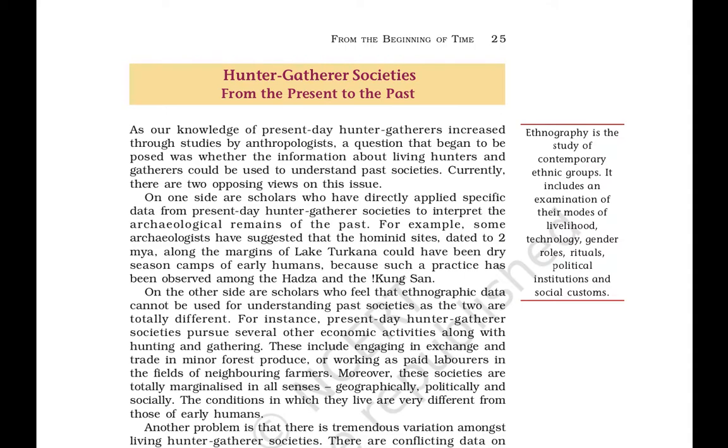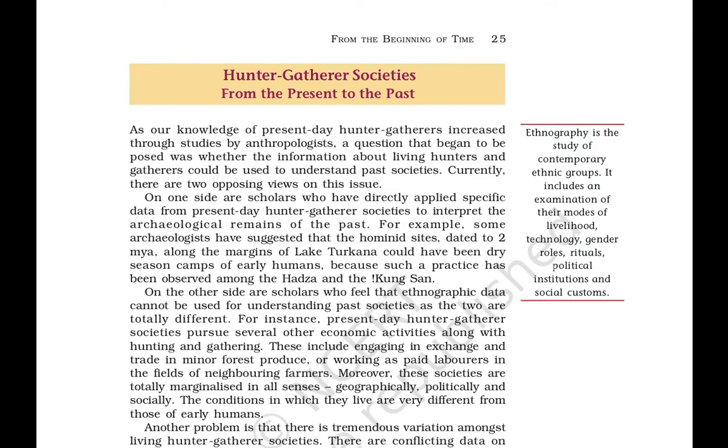Ethnography is the study of contemporary ethnic groups. It includes an examination of their modes of livelihood, technology, gender roles, rituals, political institutions, and social customs. On one side are scholars who have directly applied specific data from present day hunter gatherer societies to interpret the archaeological remains of the past.